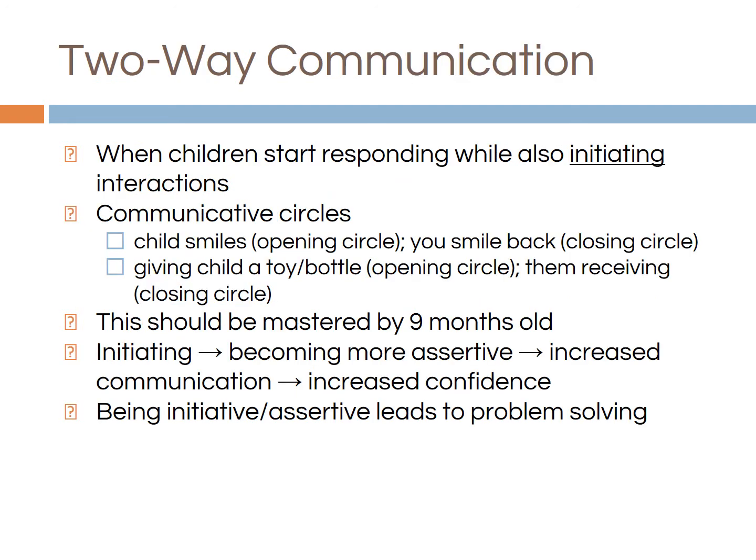Stage 3 is two-way communication, which is also known as two-way intentional communication, which is a simple back and forth interaction between the child and a caregiver, such as, let's say, smiling, tickling, or anticipatory play. Greenspan mentions the communicative circles here. So let's say the child smiles, that opens the circle, and then you smile back, that closes that circle. It's important that the child is starting to be initiative and assertive, which further leads to problem solving.